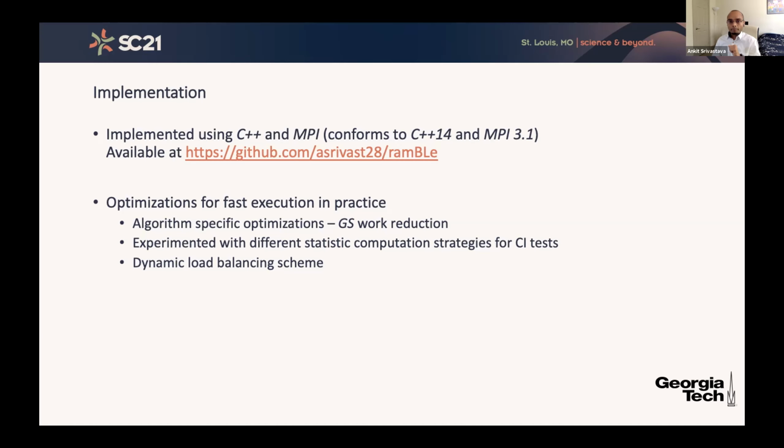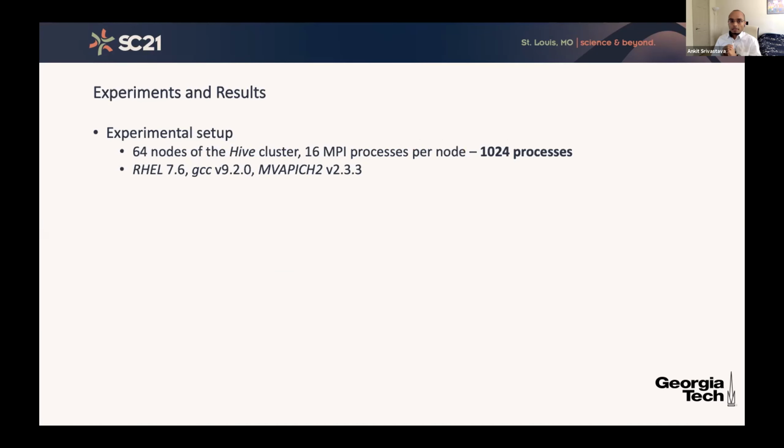For our experiments, we used 64 nodes of the Hive cluster at Georgia Tech, and on each node we use a maximum of 16 cores and assign 16 MPI processes, pinning those processes to different cores, and so use a maximum of 1024 processes for our experiments.